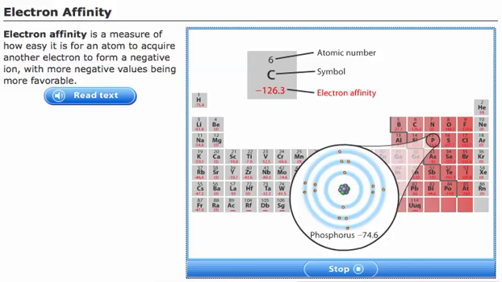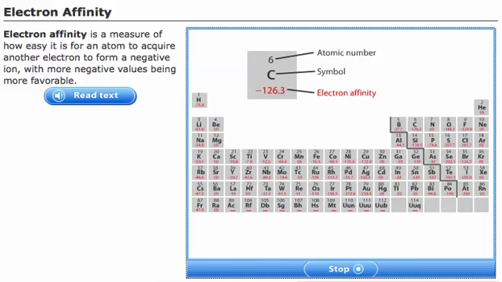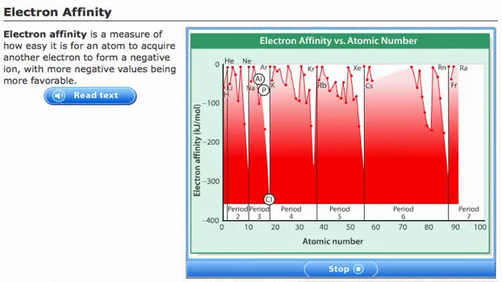Phosphorus has 5 valence electrons and an electron affinity of only negative 74.6. The electron affinity of aluminum with 3 valence electrons is negative 44.1. Because of the way electrons form orbitals, there are some lapses in this pattern. Nevertheless, the general trend holds.